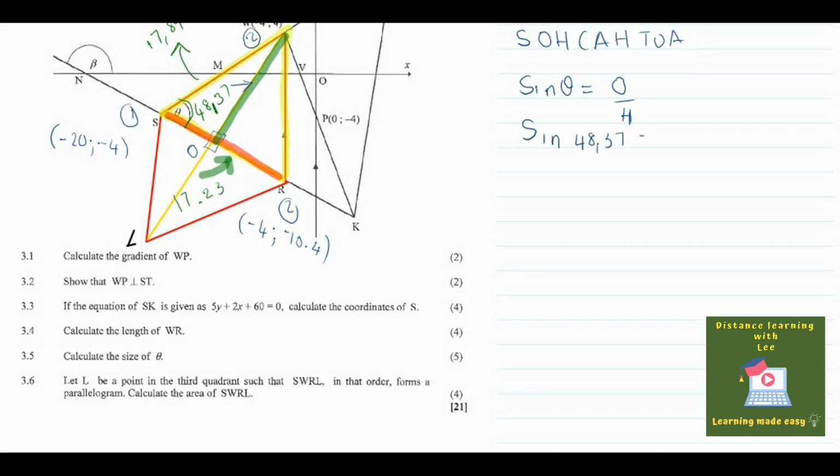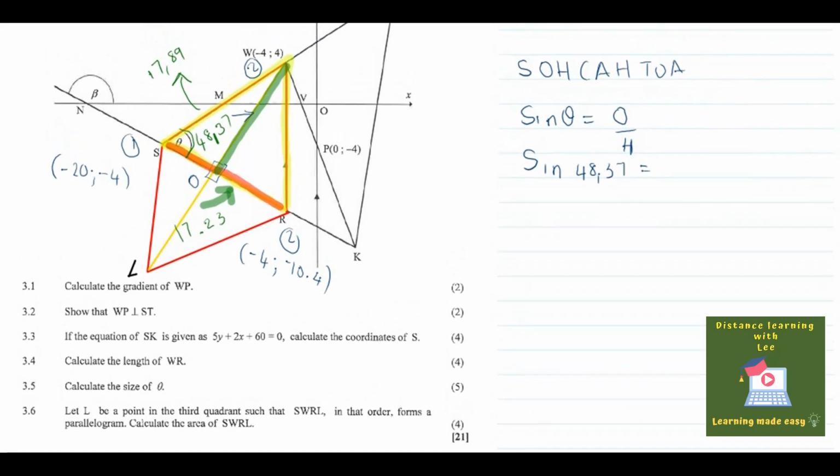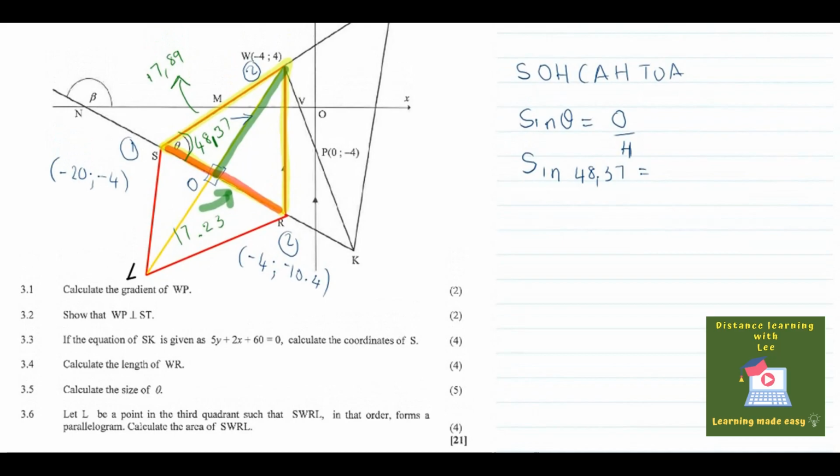So what is our opposite side? Our opposite side is our OW. So that's the OW, and that's what we are looking for. Okay, so I'm just going to put it as OW all over what is my hypotenuse, and my hypotenuse is my SW. Why is this my hypotenuse? Because this is the side that is opposite the right angle, right? So that is the SW.